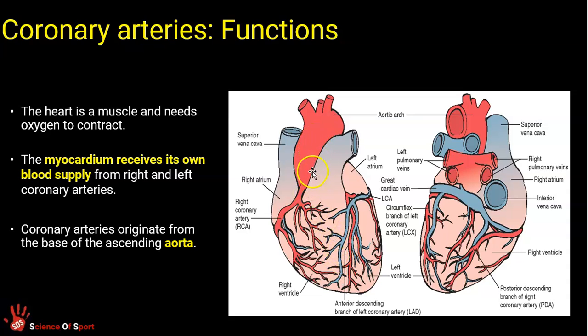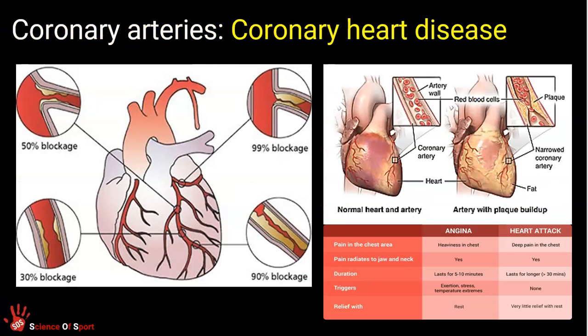Just to identify as well that this would be the aorta, which leaves the left ventricle of the heart with oxygenated blood, and the coronary arteries branch off this aorta. So the coronary arteries branch off the aorta, and they supply the heart myocardium with oxygenated blood. You may have heard of coronary heart disease. This is when, for various reasons, whether it's diet, stress, salt intake, or inactivity, we can have unhealthy arteries, and they can become partially or very blocked.